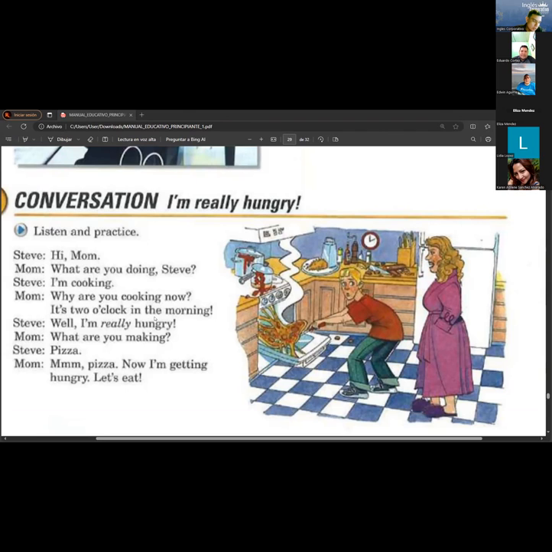Finish. Okay. Acá dice, por ejemplo, really hungry. ¿Saben qué significa hungry? Hambre. Está hambriento, con hambre. Realmente hambriento. I am really hungry. Ok, making, ¿qué significa making? ¿Alguien recuerda? Haciendo. ¿Qué estás haciendo? Pizza, ok, very good. Continuamos.